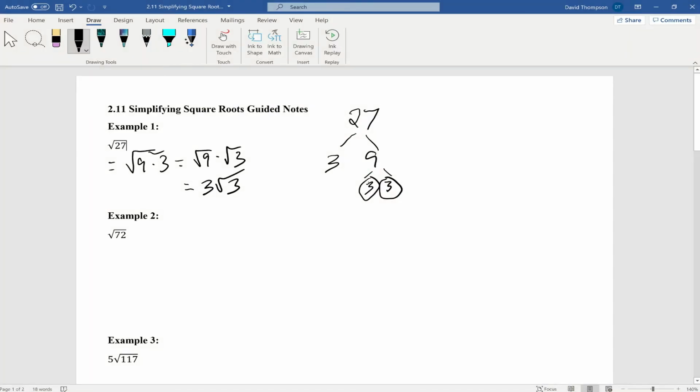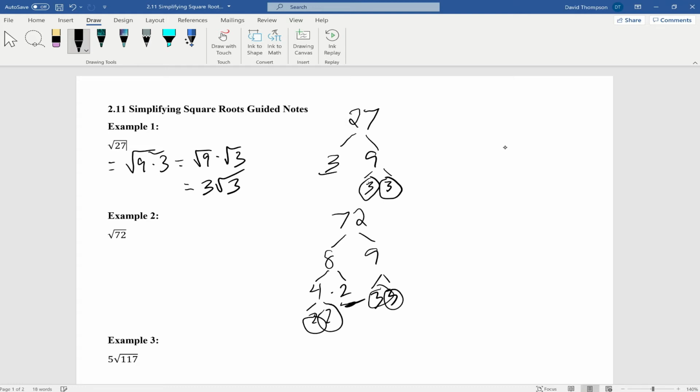Example 2, we want to find the square root of 72 and simplify it. We'll write 72 as 8 times 9. 9 we know is a perfect square. Let's see if we can break 8 down farther. 8 is just going to be 4 times 2. 4 we know is 2 times 2, and 9 is 3 times 3. So our matches are 3 and 3, 2 and 2. We do have a 2 left over, just like in the last one, we had a 3 left over.